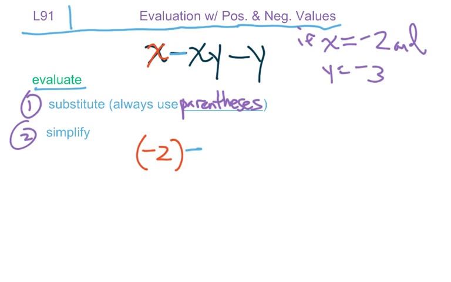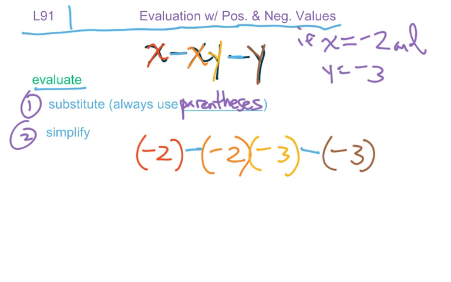Now, again, I got another substitution opportunity with this x. And so I will substitute the value -2. And then again, another substitution, so I need more parentheses for this y. So I'll open up parentheses and I'll plug in not -2 anymore, -3. Then here's that minus sign. And then another set of parentheses to describe this y, which I know to be the value of -3. And we, my friends, have substituted.